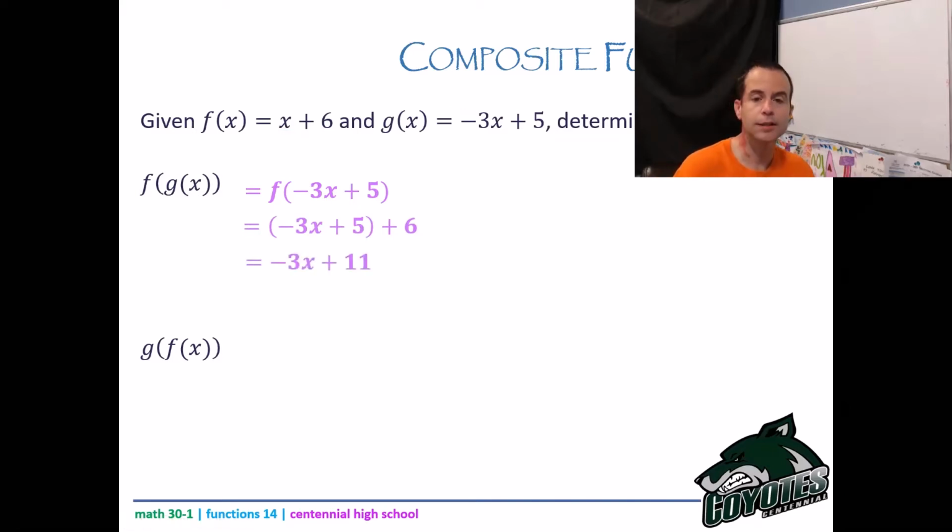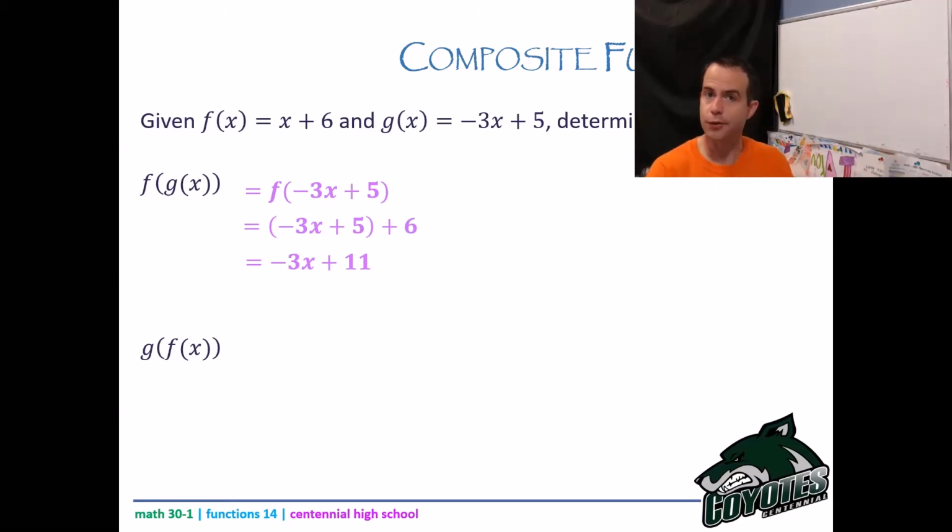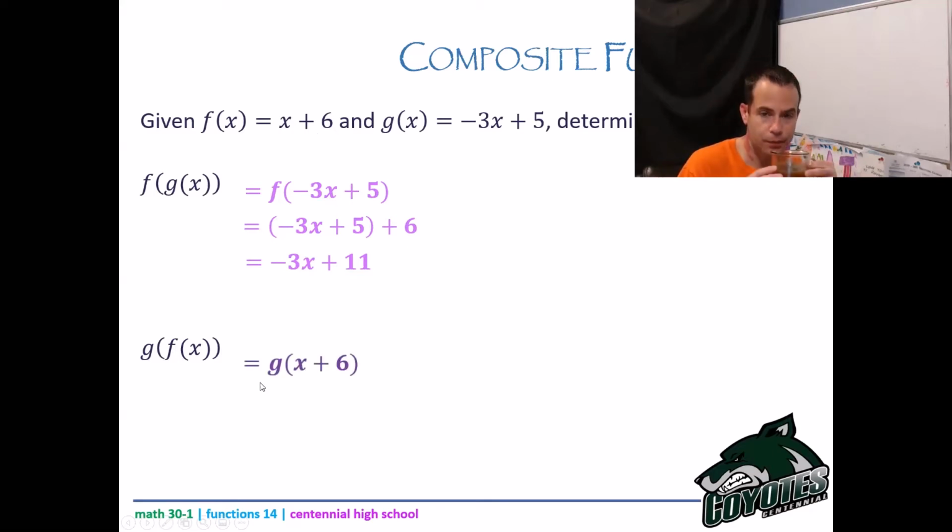Okay, let's try g of f of x. So now that means I'm always going to the center and working my way out. I need to know what f of x is. Well, I do. f of x is x plus 6. So I can replace my f of x with x plus 6, which means I'm looking for g of x plus 6. That means I go to my g equation, which is negative 3x plus 5. But instead of x, I'm going to replace x with x plus 6. So that's going to give me negative 3 times (x plus 6) plus 5.